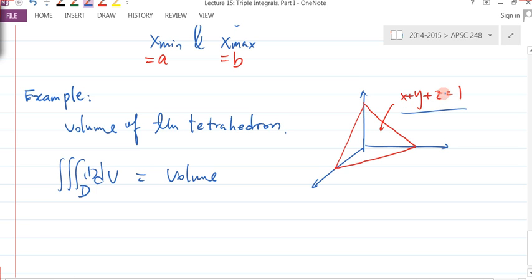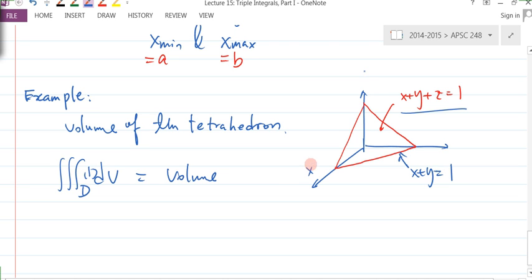That's x plus y equal to 1, right? So when you set z equal to 0, what does that mean? You're looking for the intersection between this plane and the xy plane. So you should know that this is x plus y equal to 1.